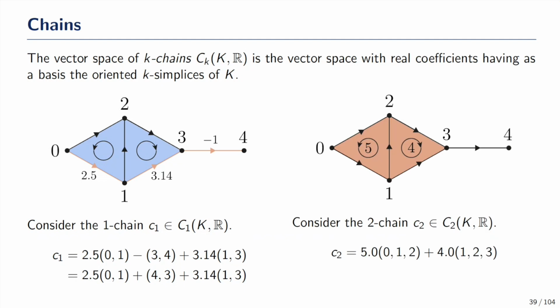And again, for instance, we can also have 2 chains if we talk about 2 simplices. So again, here we just have 2 triangles. So everything will be just a linear combination of these, also taking orientation into account. So we can have something like 5 times the first triangle plus 4 times the second triangle with the orientations you see in the picture, I think.